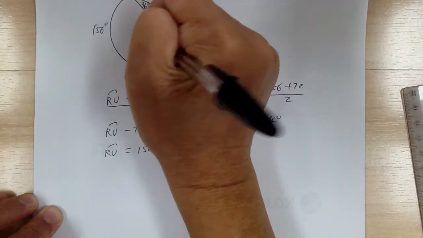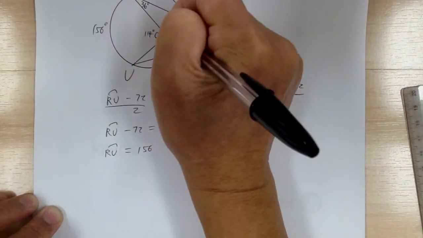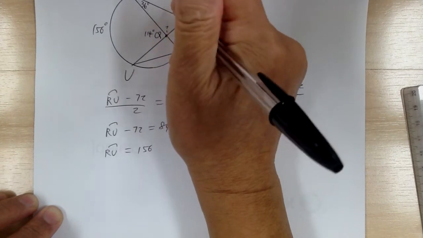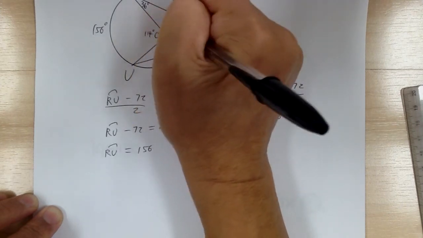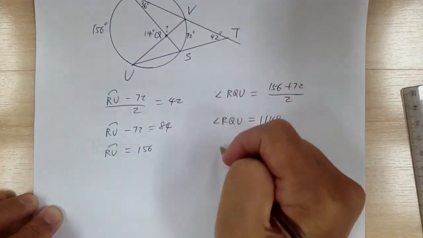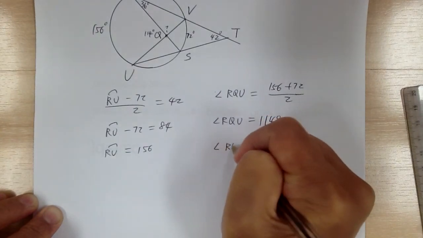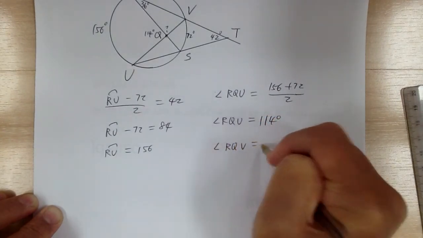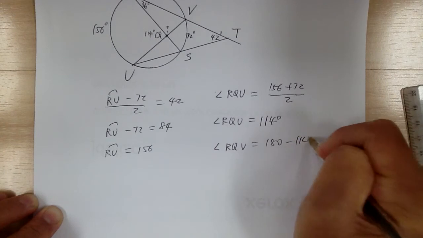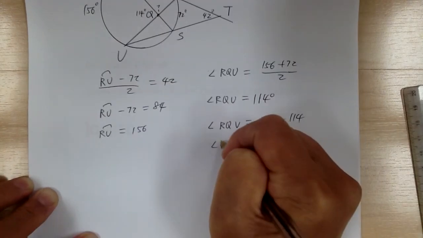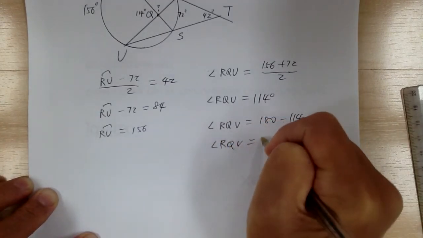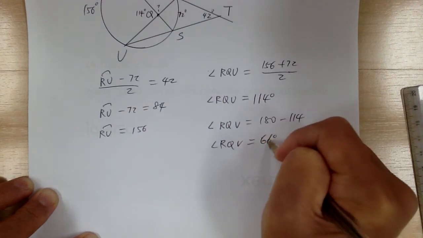If this is equal to 114, then this would be supplementary, so 180 minus that would give you 66. So angle RQV equals 180 minus 114, and so angle RQV equals 66 degrees.